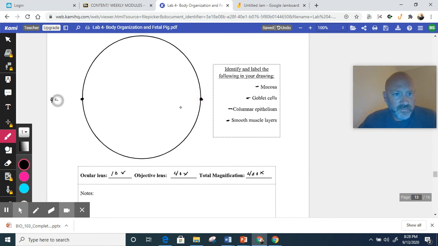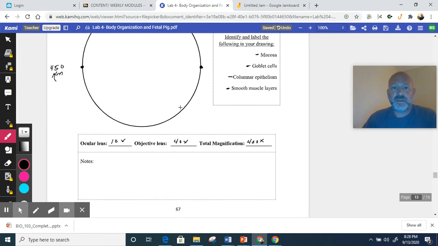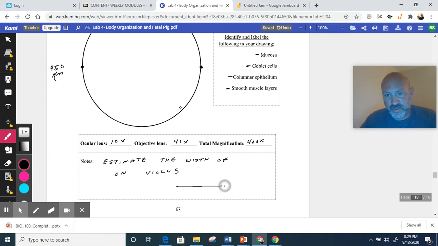is 450 micrometers. What I want you to do when you draw your villi in the notes section, I want you to estimate the width of one villus, right? And of course, I want you to do that using the units micrometers.